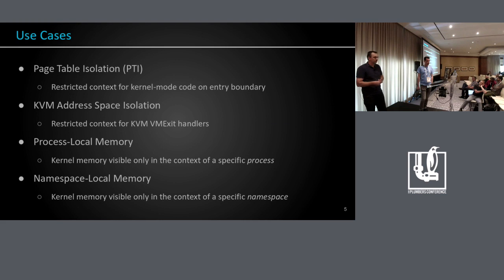Another idea that has been proposed by Amazon is to have process-local memory. So you've got memory specific to a process, which is not accessible from the other process, from the kernel. And Mike is going to talk about another idea, which is somewhat related to the previous one, to have a local memory, but for a namespace, a particular namespace like the network namespace.